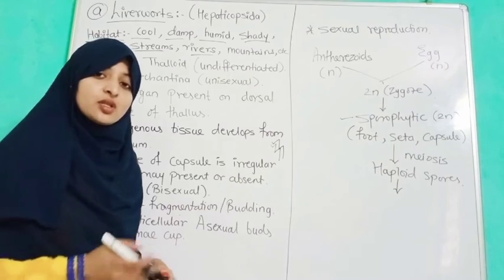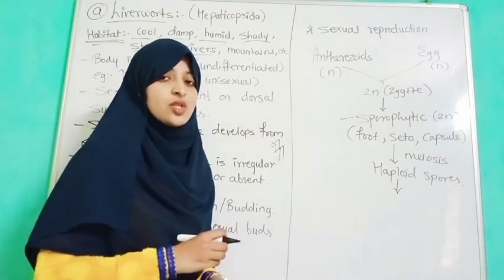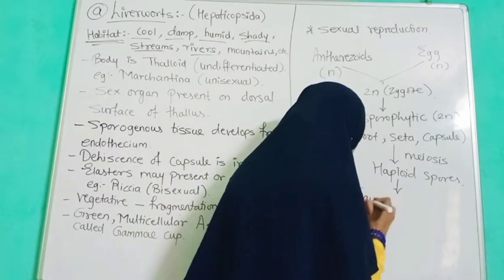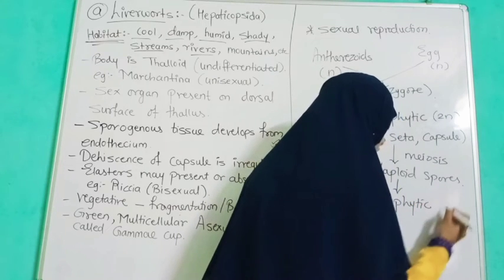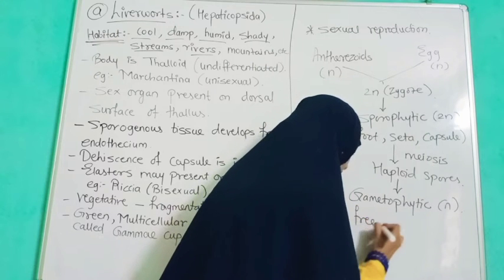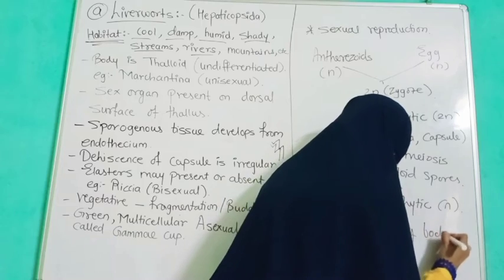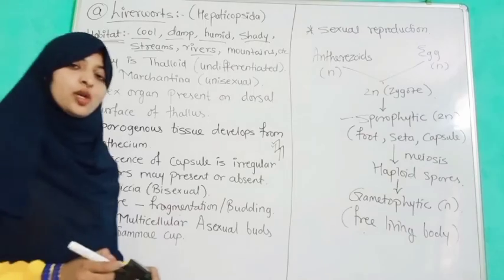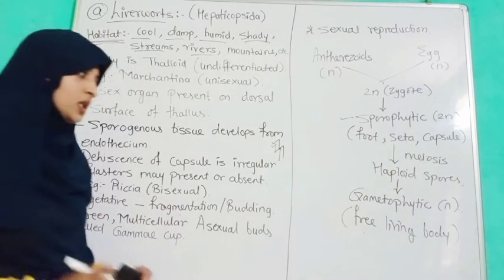As we have discussed in the general characters of bryophytes, the gametophytic life stage is the main plant body. So it forms the main plant body, that is the gametophytic body or gametophytic stage, which is haploid in nature as well as free-living. So this was about sexual reproduction in liverworts, that is Hepaticopsida.